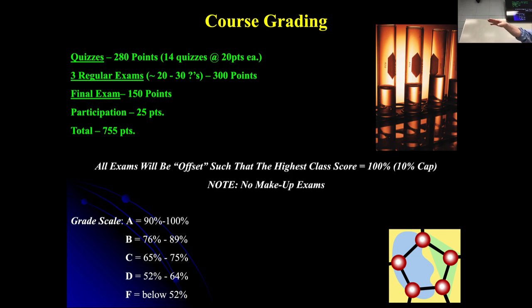So to me, to get an A, you've got to have a 90 or better. To fail, you've got to do below 52%. Okay? But I'll take a B down to 76%. I'll take a C all the way down to 65%. And I'll take a D down to 52%. Okay? So if you do your homework, right? Homework is 280 points.